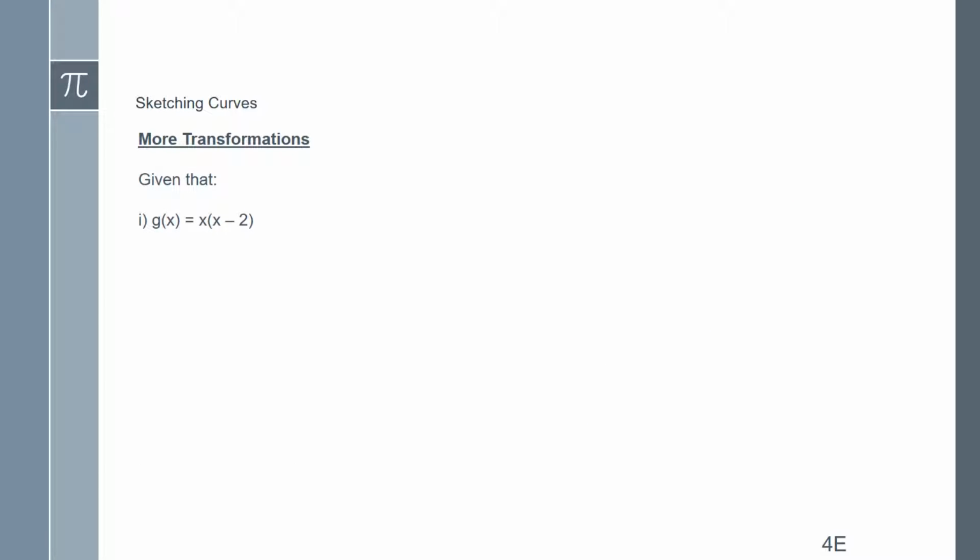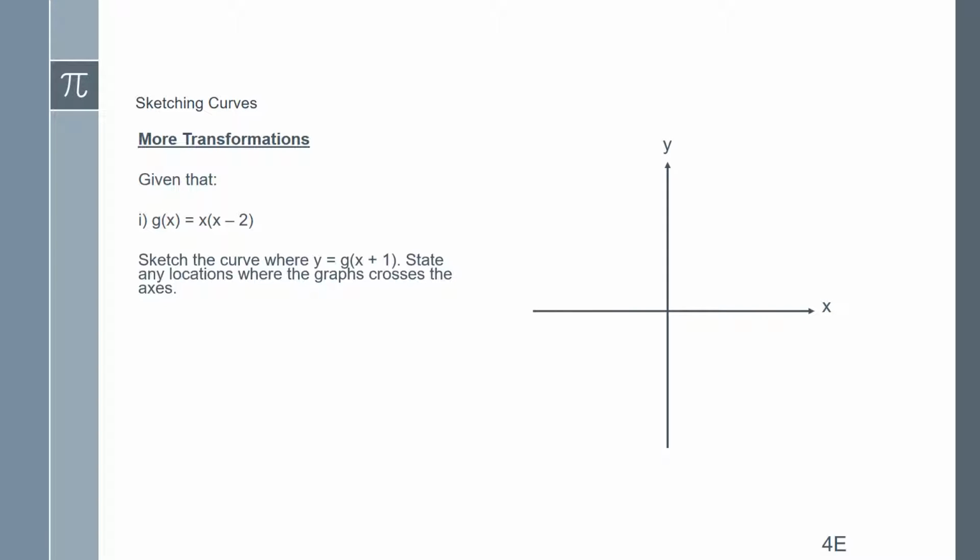Given that g of x is x times x minus 2, sketch the curve g of x plus 1. State any locations where the graph crosses the axis. Well, let's draw g of x to start with. We know it's a quadratic, we know it's a u-shaped quadratic because there's a positive x squared, and we know it has solutions at 0 and 2. So we can sketch g of x.